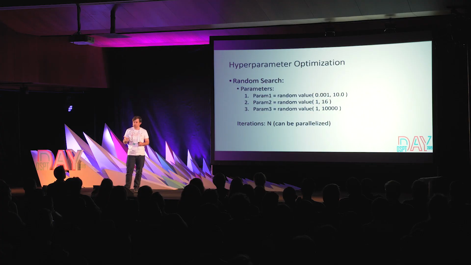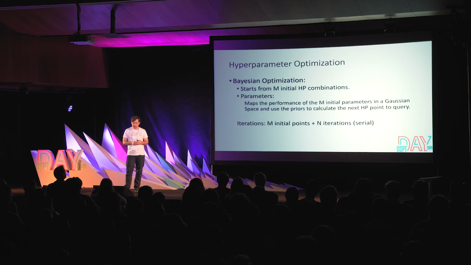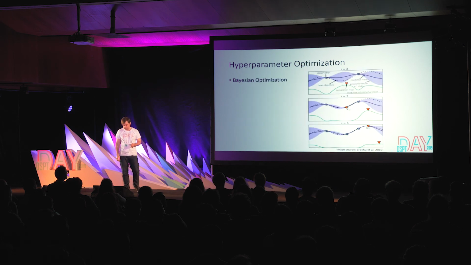The advantage of grid and random search is that the experiments can be parallelized. So, for example, if you have 30 cores available, you can run 30 experiments in parallel. But Bayesian optimization is a serial algorithm, so it needs the previous step to run the next step. So it cannot be parallelized, but in theory, Bayesian optimization converges faster than the previous ones.